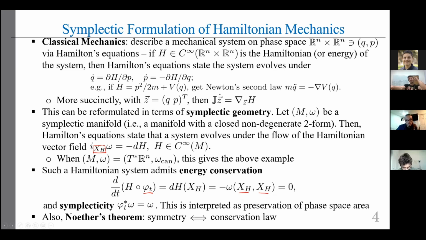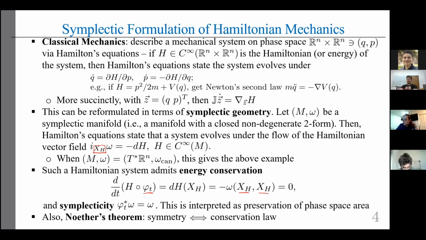Okay, and then another nice property is symplecticity. So if you pull back the symplectic form by the flow map, you get the exact same symplectic form. So the symplectic form is preserved under this flow. And we'll think about this as preservation of area in phase space. So I'll show some plots of that later.